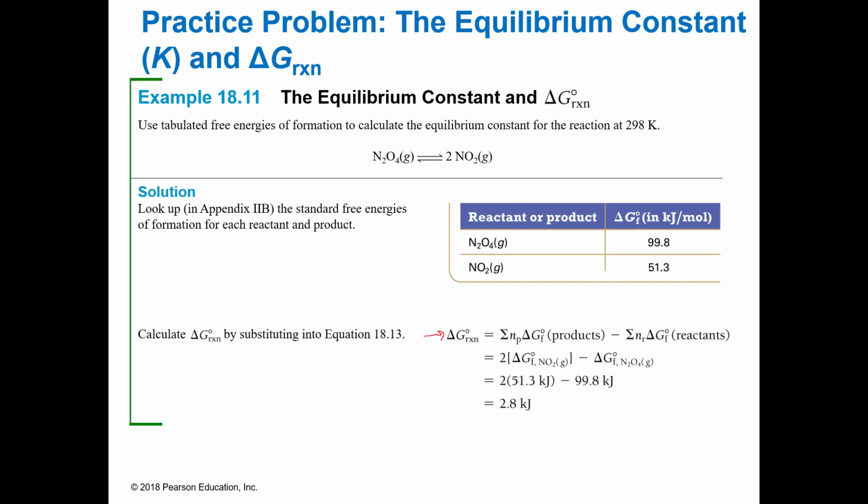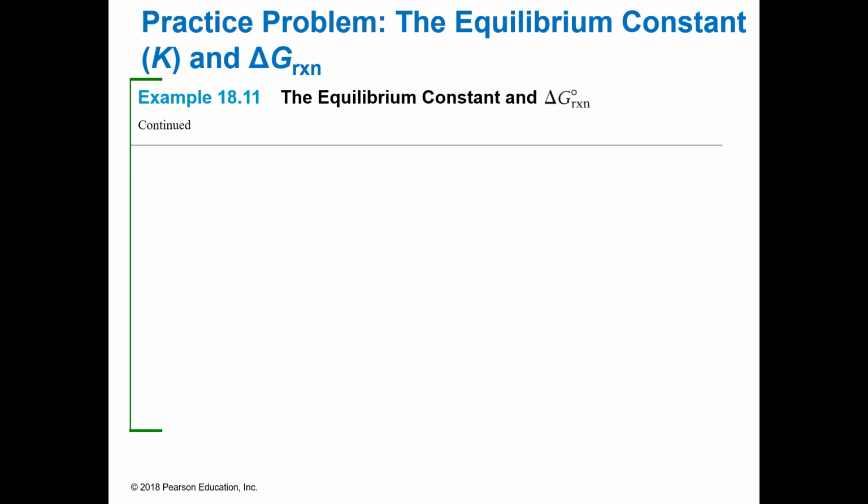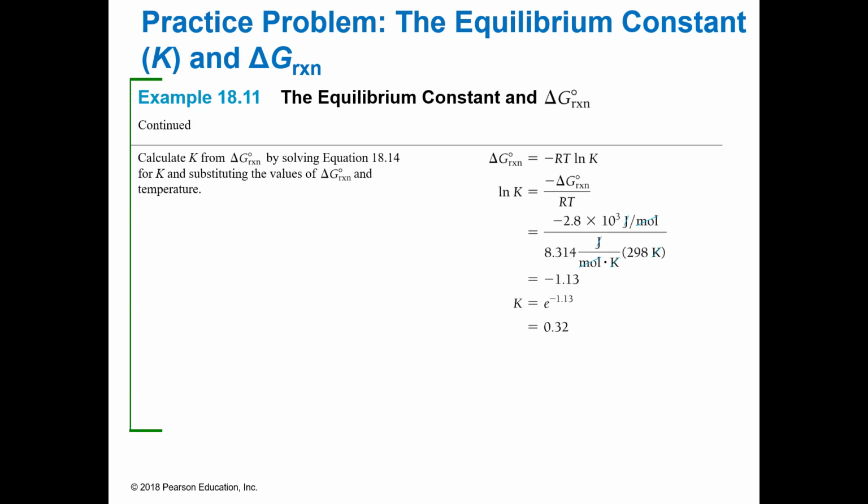All right, so now let's use this to calculate the equilibrium constant. Here's our equation: the standard Gibbs free energy of the reaction is equal to negative RT ln K. We know what delta G is, so we're going to solve for K.